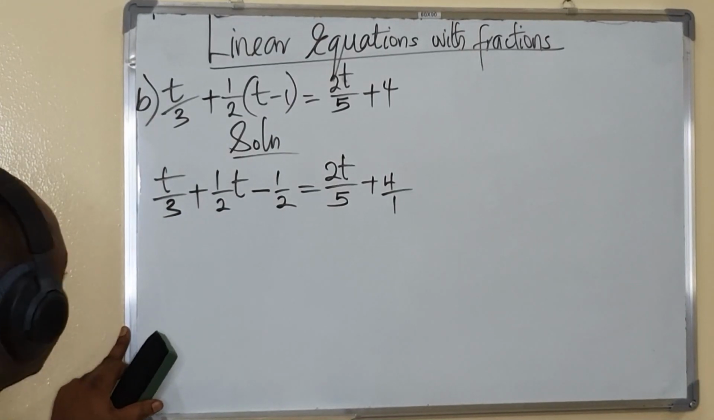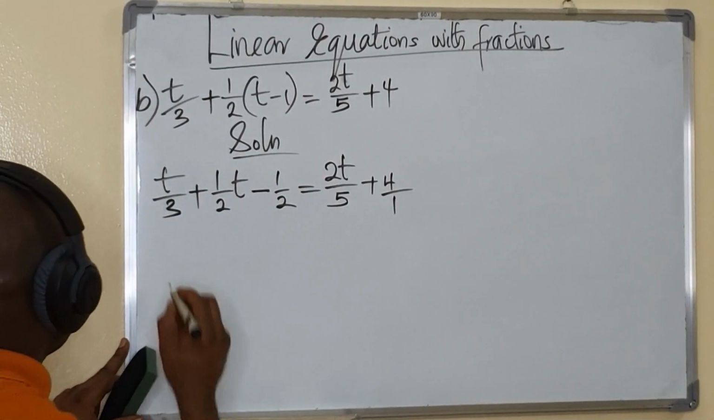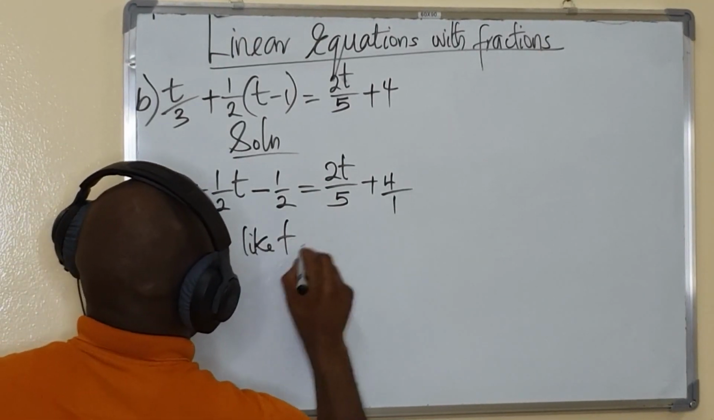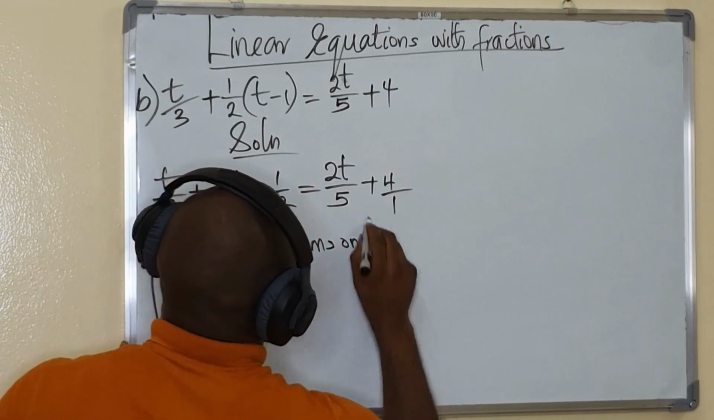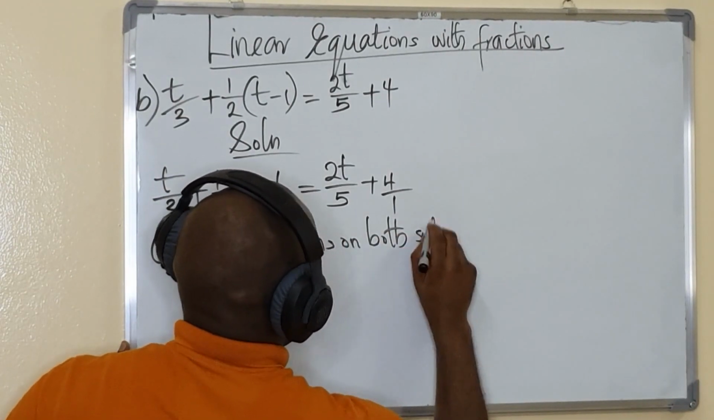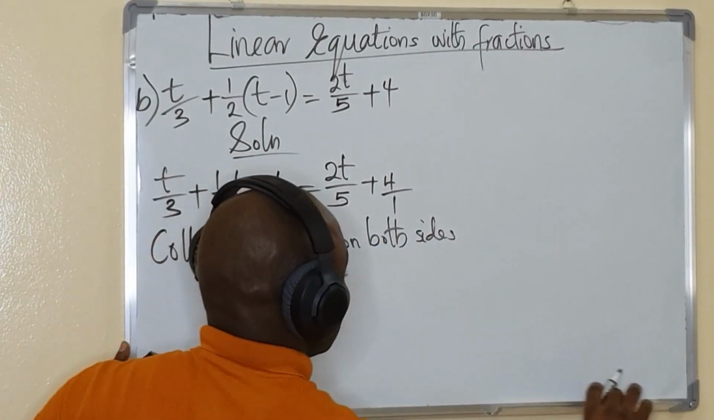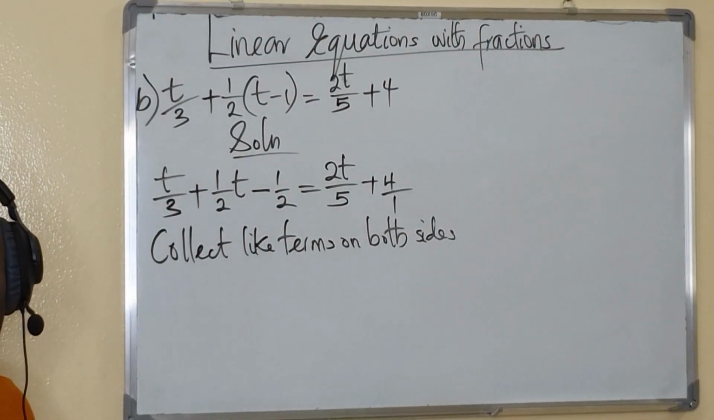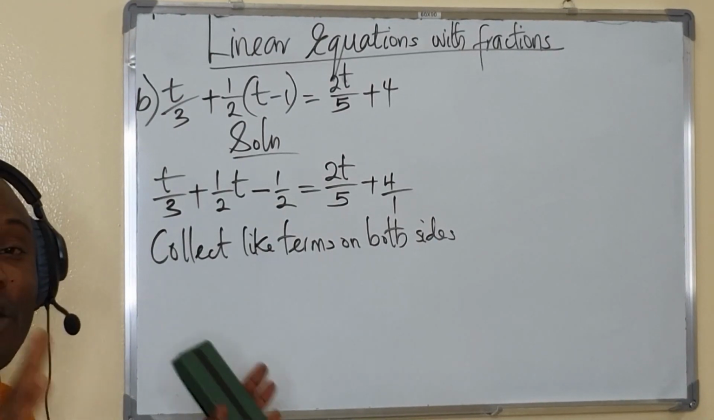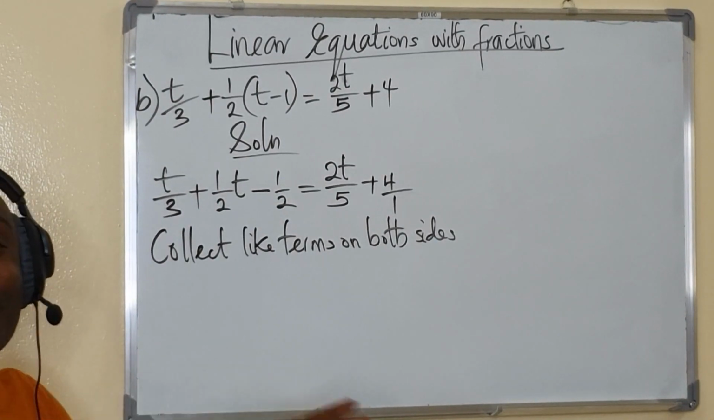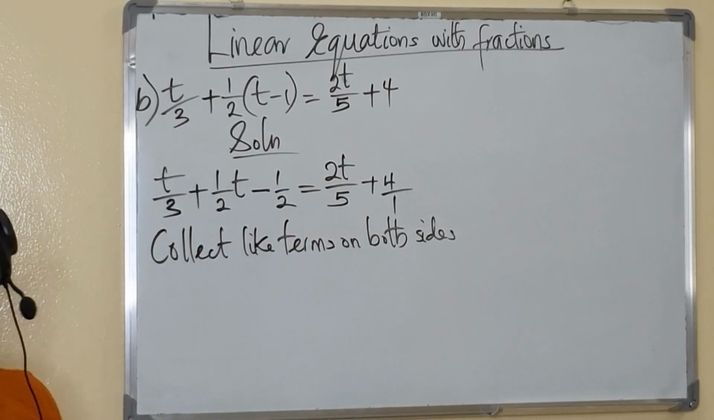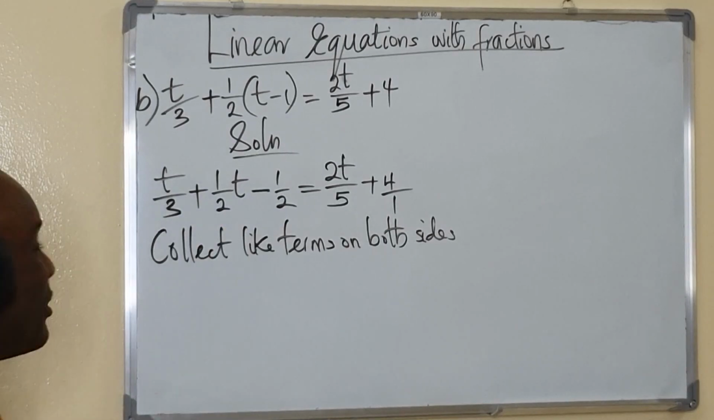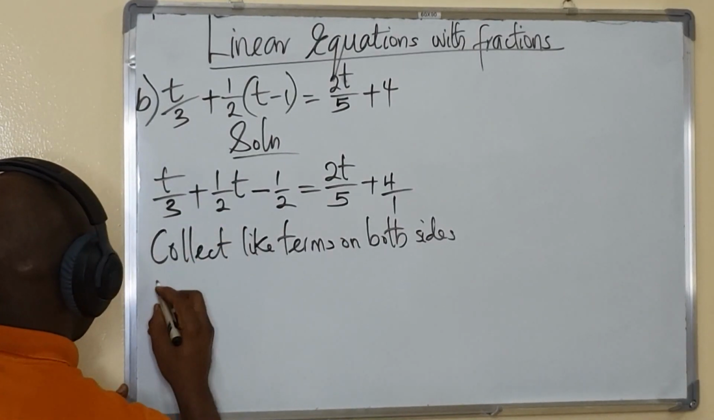Now, after this stage, we can go ahead to collect like terms. So, I will collect like terms on both sides. Alright, to do that, it means that all the terms of this equation that have the variable t will go to one side, while all the terms of the equation that do not have any variable, that is the constants, will go to another side. Since I already have t and t on the left, I can bring the next t to the left also. Hence, t upon 3 remains on the left.